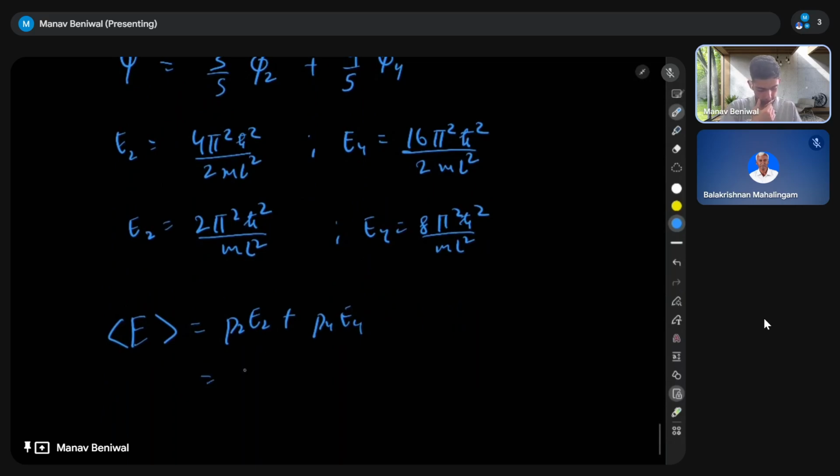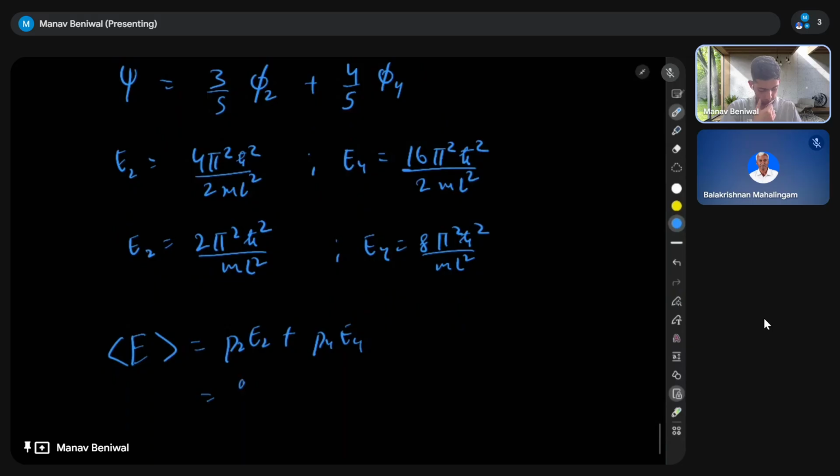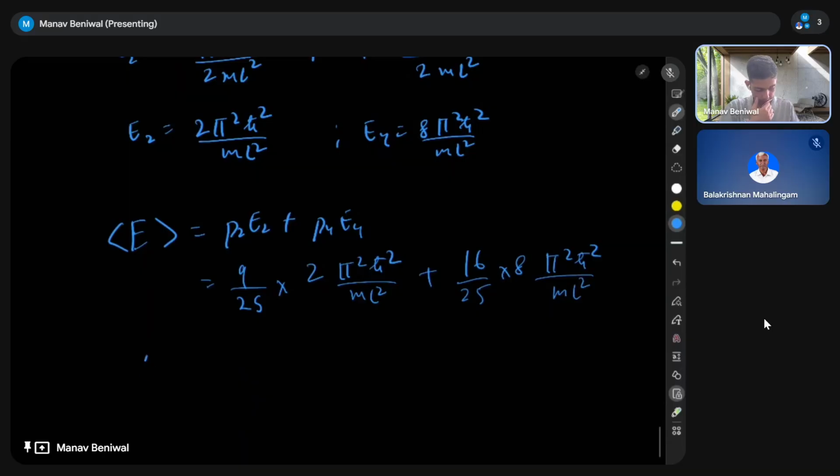Okay, so this will be 3 over 5 squared, which means 9 over 25 into 2 pi squared h cut squared over ml squared, and this will be 16 over 25 into 8 pi squared h cut squared over ml squared. So let's take all these things outside. So this becomes pi squared h cut squared over 25 ml squared.